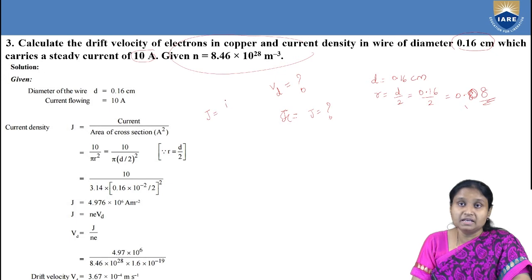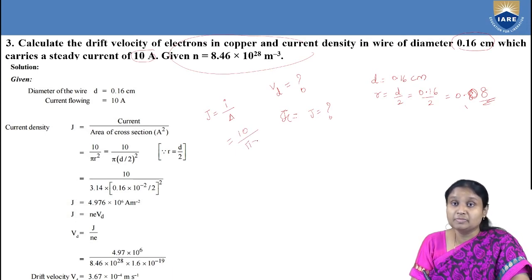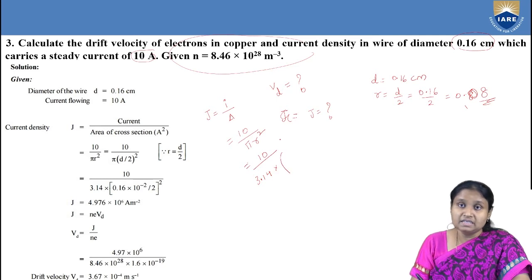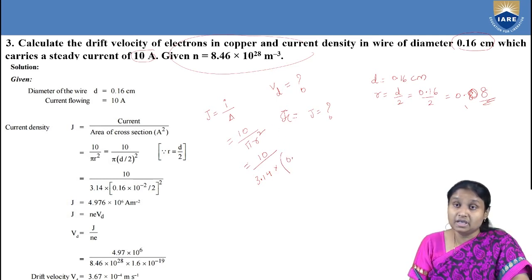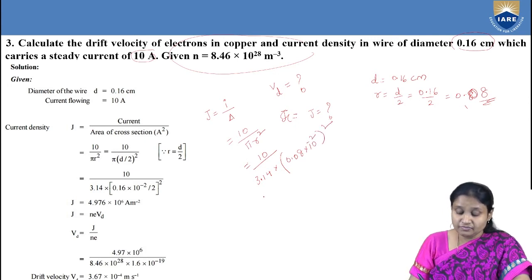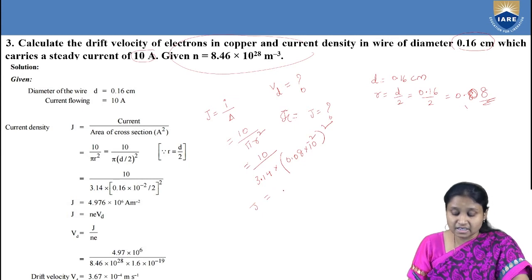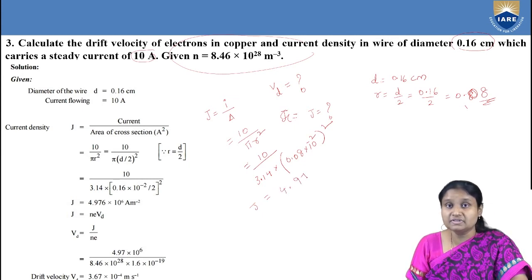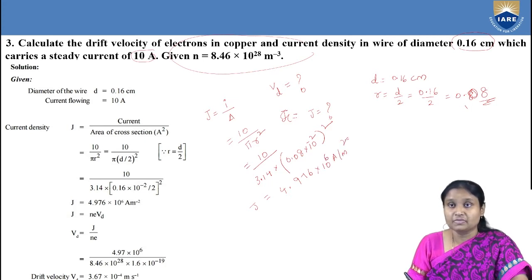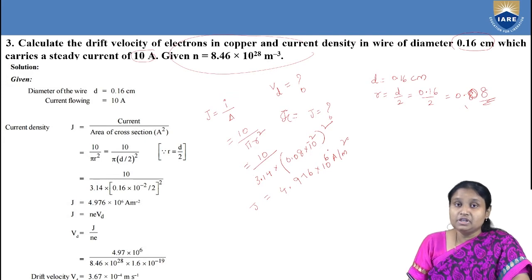Current density is simply current per unit cross-sectional area. And what is the current given? The current given is 10 amps, and the cross-sectional area is nothing but pi r square. So this is 10 divided by pi, if we consider it to be 3.14, into the radius, which is 0.08. But this radius is in centimeters, so 10 to the power of minus 2, whole square. So when we simplify, what is the value of current density we are getting? We are getting 4.976 into 10 to the power of 6 ampere per meter square.